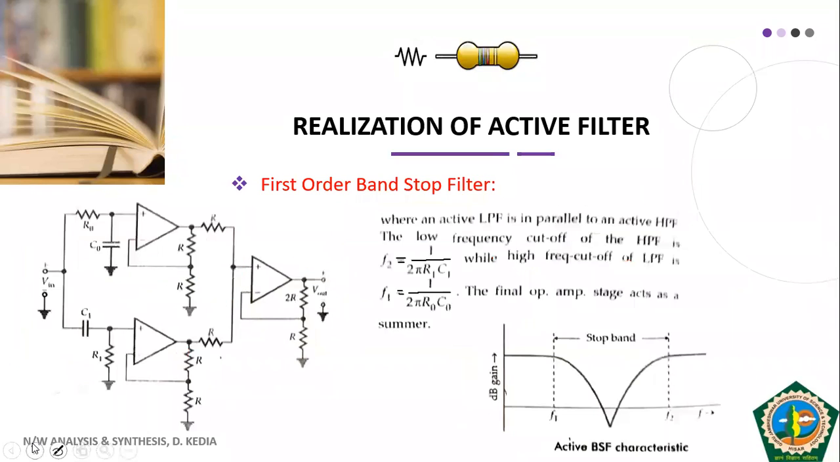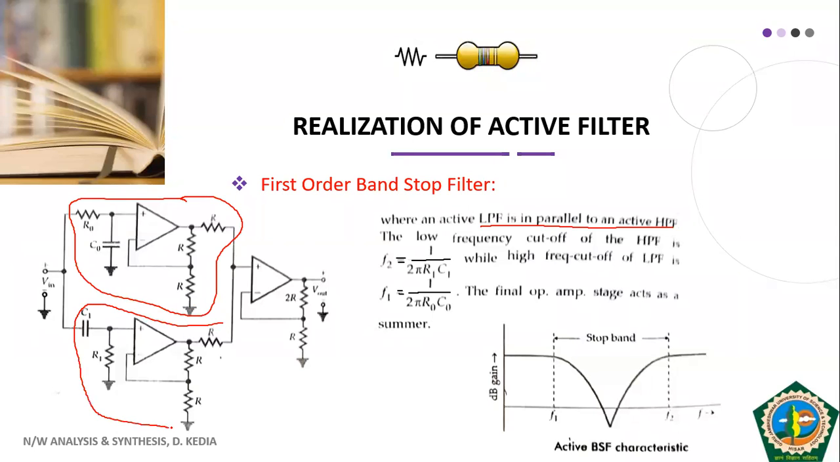Then lastly, we have the first order band stop filter. In the case of the band stop filter, we are not cascading the two filters, we are connecting them in parallel. So your low pass filter is in parallel to the active high pass filter. See, this is our low pass filter. This is our high pass filter. In fact, they are added together. So these are in parallel, and both of them are summed here.